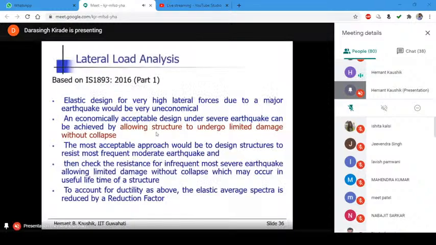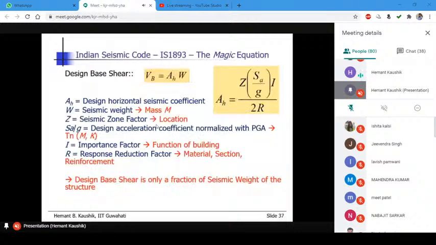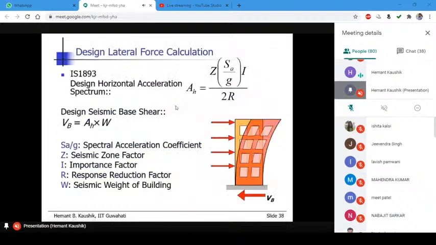These are all the basic design philosophy that we have already discussed in the first class. This is the magic equation that we have already discussed, all these parameters. So let us move forward and try to use it now. So you know that the design seismic base shear can be calculated from this AH by multiplying it with seismic weight. Okay, and how to calculate AH?